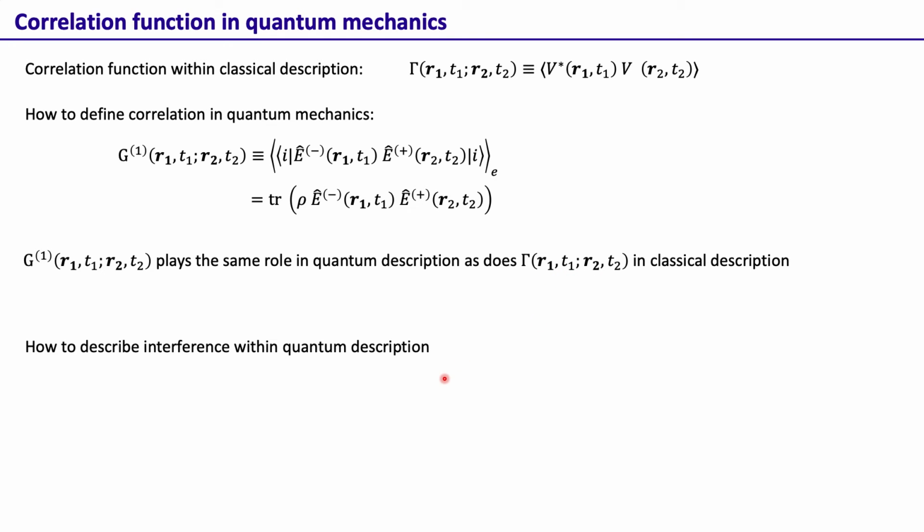Now how do we define interference within the quantum description? Interference within the quantum description is defined as, or described as, a single photon interfering with itself.